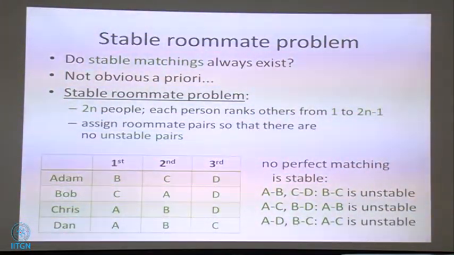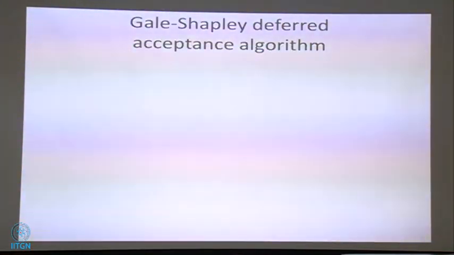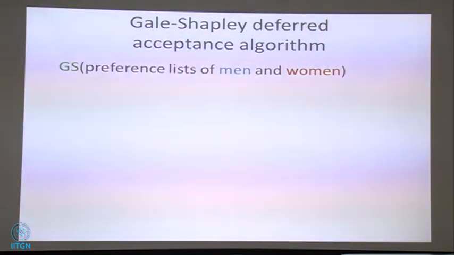So if we have stable roommates, we are not guaranteed a stable solution, but if we actually have this man-woman setting, then we have a stable solution. Moreover, the stable solution can be found efficiently by a very simple and natural algorithm. So let me tell you what the algorithm is. As its input, it takes preference lists of men and women.